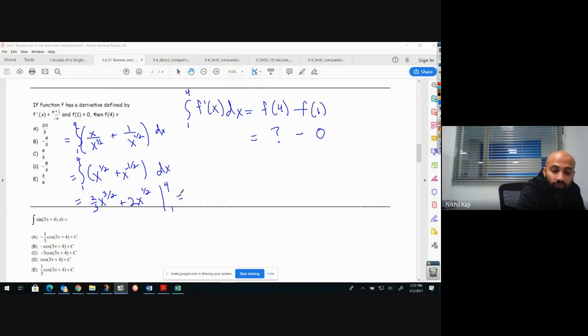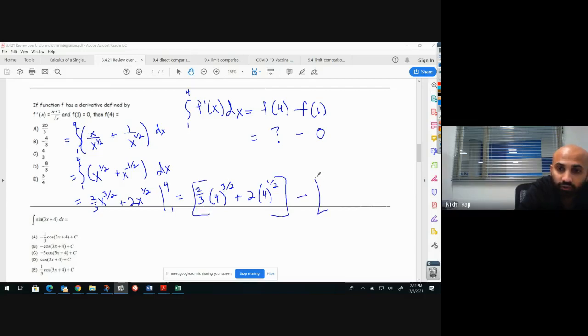Plug in 4 and 1. Remember, we're not dealing with u at all. We didn't have to do any of that. So here we end up getting 2/3 times 4 to the 3/2 plus 2 times 4 to the 1/2, minus, do it again, but now with 1.